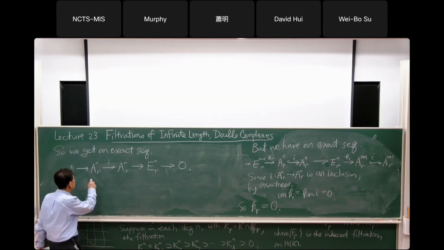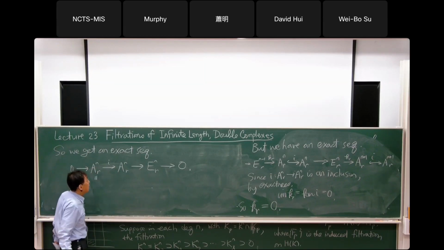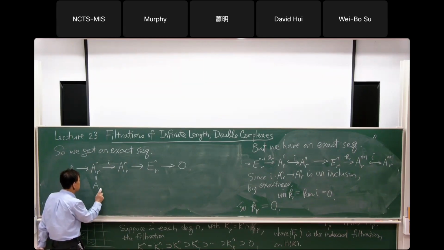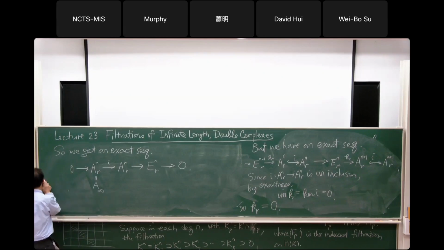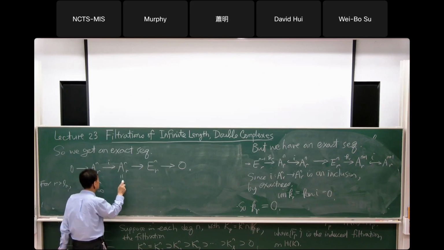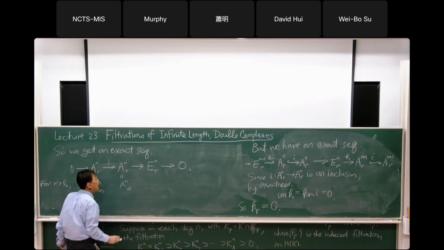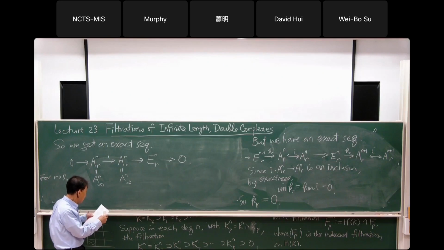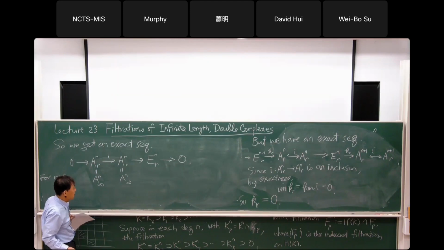Now, A^n_r, for r large, it stabilizes. So we can say for r greater than L_n, it stabilizes, and we call that A^n_infinity. Okay. And let me see. So what is A^n_r?